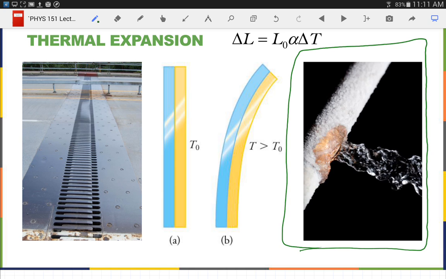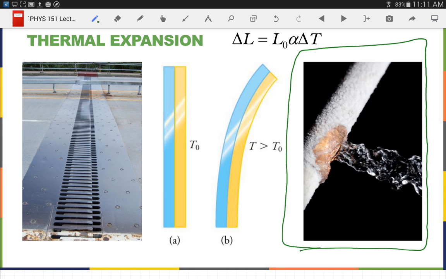So you have a problem that talks about, I think it's the Golden Gate Bridge. Gives you the length of the Golden Gate Bridge. It says, okay, so if the bridge was made at 15 degrees Celsius and it's this long, how long is the bridge going to be at 40 degrees Celsius? What's going to happen to the length of the bridge? It's going to grow.